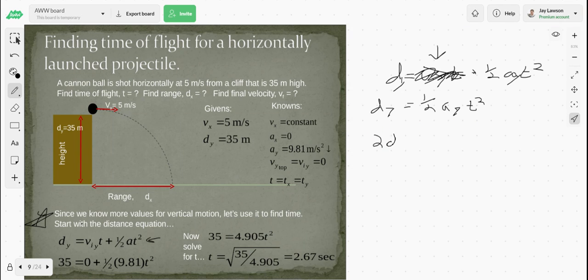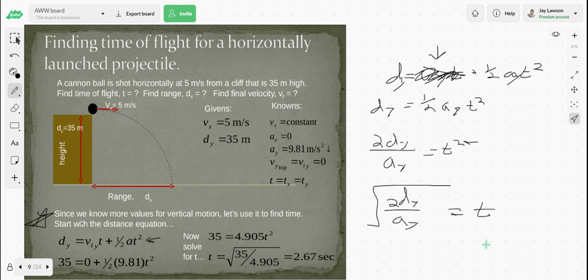So this becomes that, because to undo multiplication, we divide. We divide by 1/2 a. Dividing by 1/2 a is multiplying by 2 over a. That's why I got that. And now we got to get rid of this square root. And that's my equation for time.